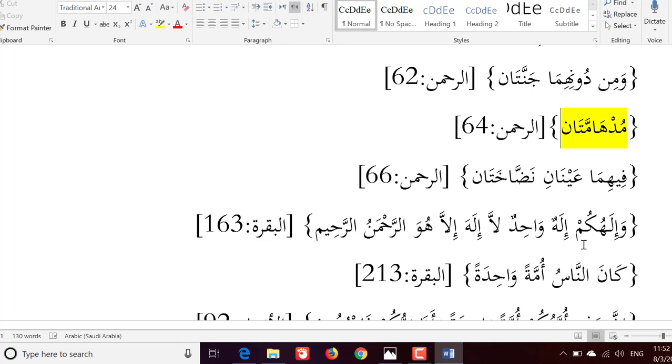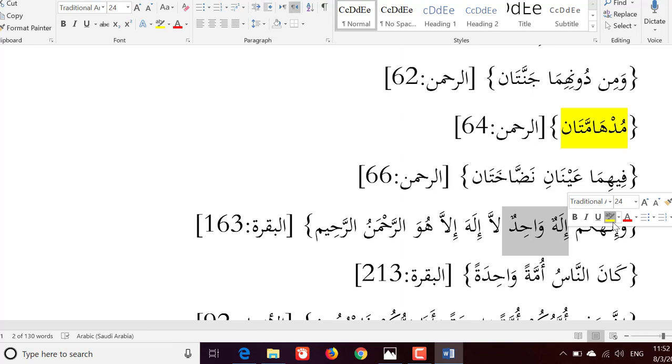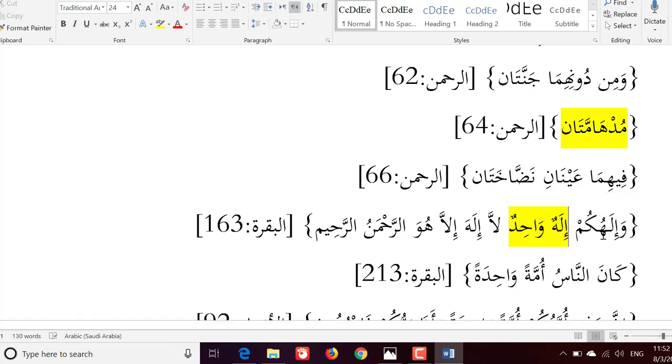So here it says, wa ilahukum ilahun wahidun la ilaha illa huwa ar-Rahman ar-Rahim. Okay, don't really see any dual there, but what we want to focus on here is where one is acting as an adjective. So it says, wa ilahukum, and your God, ilahun wahidun, is one God. Okay, your God is one God. So ilahun wahidun. So wahidun is an adjective for ilah in this sentence. Wa ilahukum ilahun wahidun, and your God is one God, la ilaha illahu, none is worthy of worship but Him, ar-Rahman ar-Rahim.